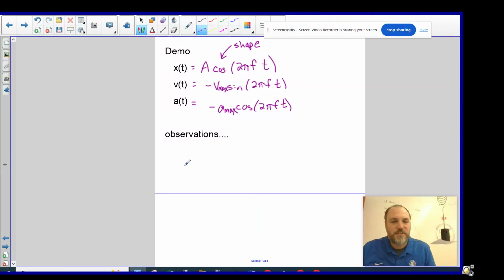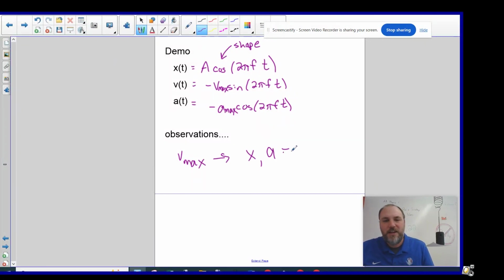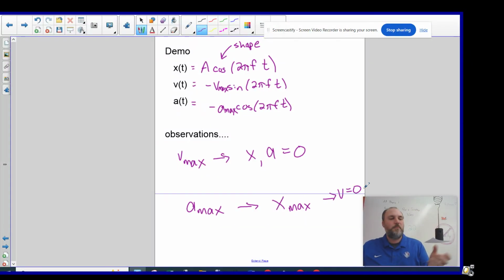I can say that v max occurs when x and a are 0. I can also say that a max occurs at the same time as the position is a maximum and the velocity is 0. So at the amplitudes, the velocity is 0. The acceleration is in the opposite direction of the position, and they're both maximums. And as I'm passing through equilibrium, there's no acceleration, and the velocity is a maximum, okay?